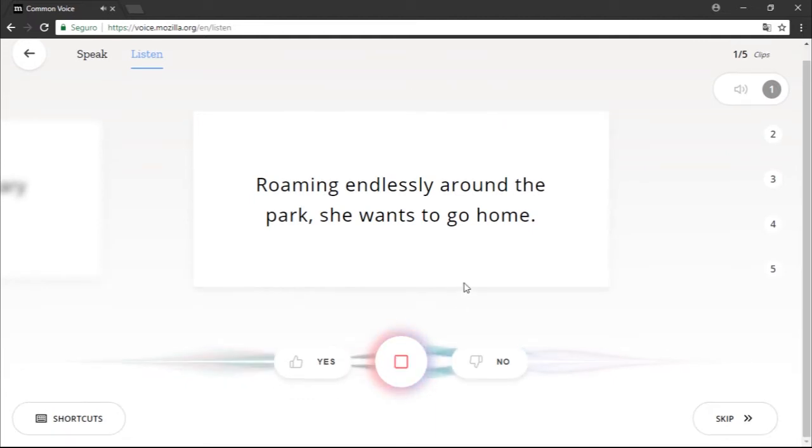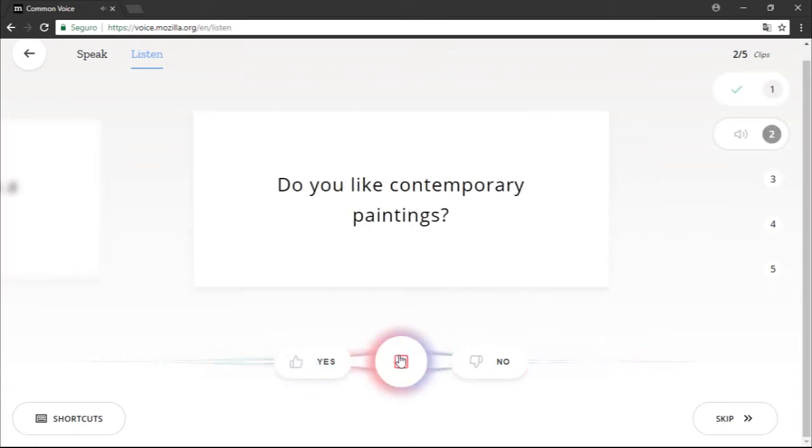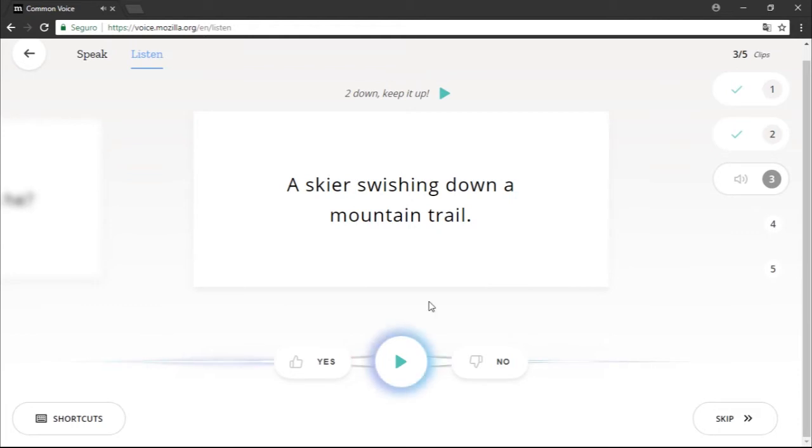Roaming endlessly around the park. She wants to go home. Pretty good. Let's click yes. Do you like contemporary paintings? Yeah, pretty good. Yes. A skier swishing down a mountain trail. Let me, I need to listen again.